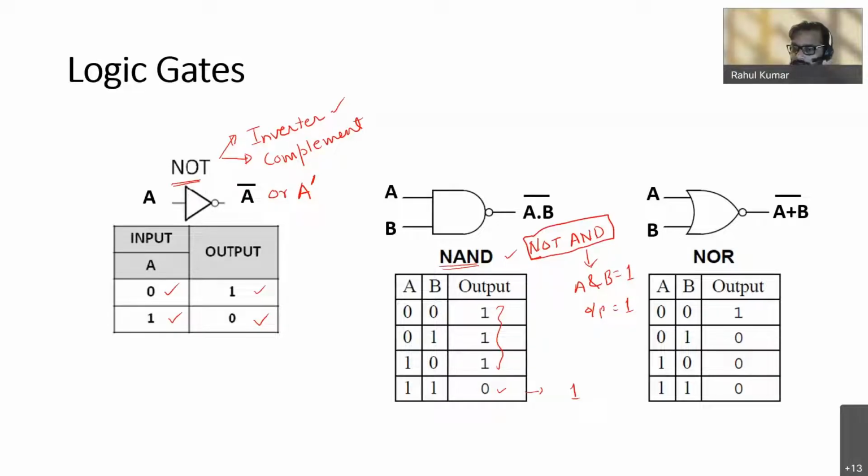Similarly, NOR gate, or NOT OR. Same thing, whatever output you were getting for the OR gate will be reversed. In the case of the NOR gate, you will get the inverse, or the opposite, of the OR gate output. Whatever you were getting for the OR gate, the opposite will be for the NOR gate. So this is the truth table.